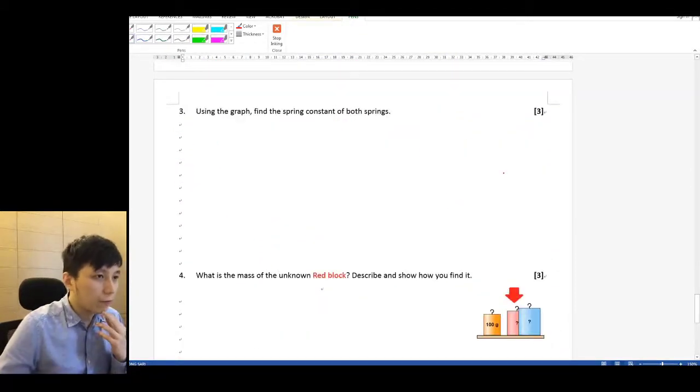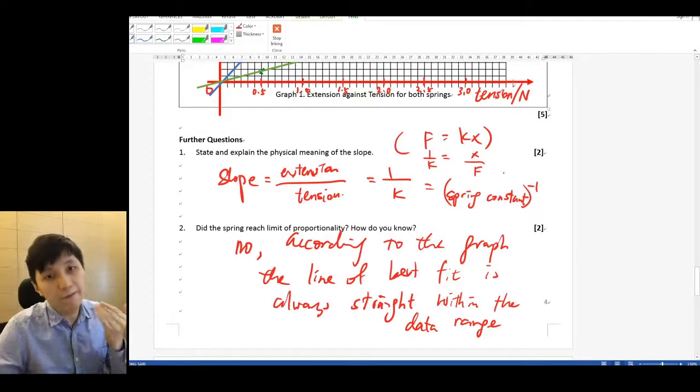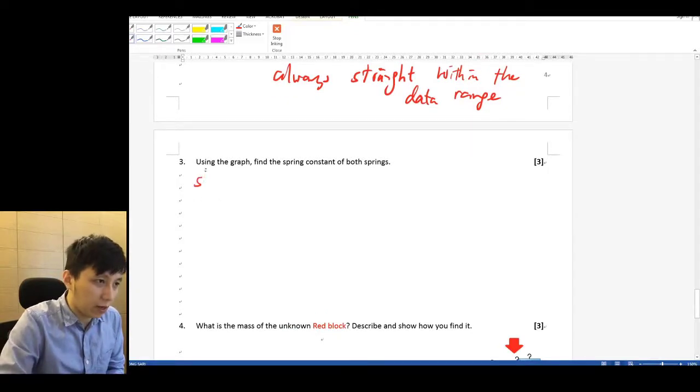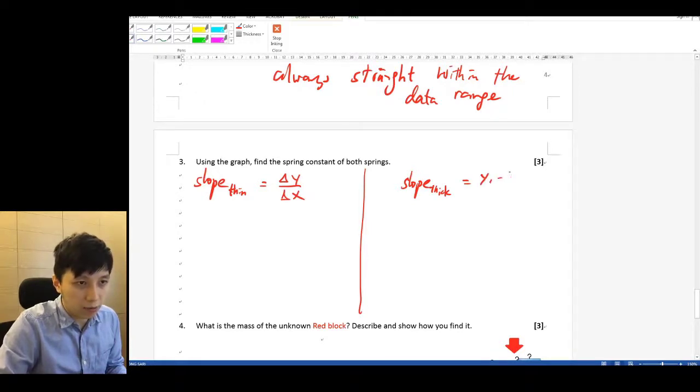Number 3, using the graph, find the spring constant of both springs. Referring to question 1, because we know the slope is 1 over k, as long as we find the slope and invert it, we can find the spring constant. So in this case, we can find the slope for the thin one, and then separately we can do the slope for the thicker one. To find the slope, it's just mathematics where you find delta y over delta x, or you may also write y1 minus y2 over x1 minus x2.